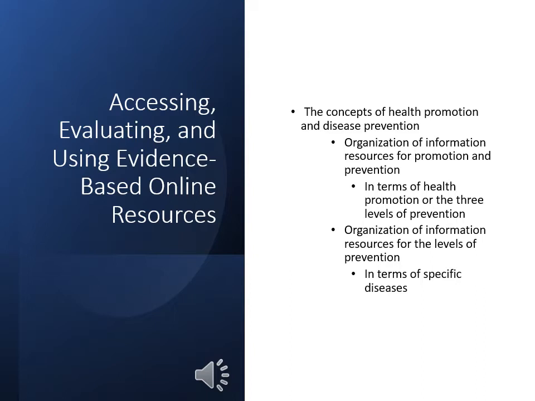Information resources for each of the levels of prevention are not usually organized by levels of prevention, but instead in terms of specific diseases. Health information is also rarely organized around specific interventions because any one intervention might be used at any point in the continuum. For example, exercise might be used to promote well-being, to prevent heart disease, as a screening technique for heart disease, or as part of the cardiac rehabilitation program.